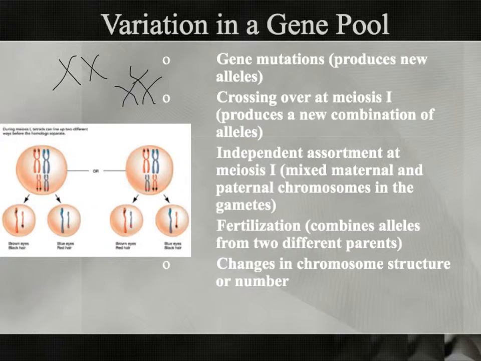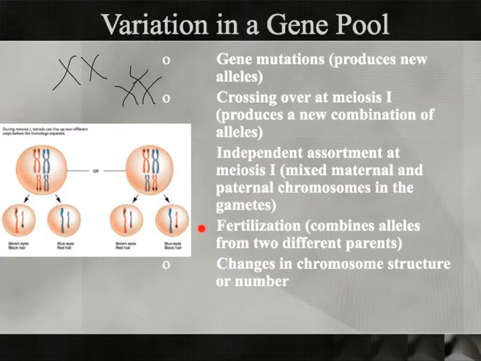Now independent assortment is my next idea here. Independent assortment at meiosis 1, so mixed maternal and paternal chromosomes in the gametes. So meaning when my chromosomes are lining up here, there's no set law that says this chromosome from the maternal side has to be on the left side, and this chromosome from the paternal side has to be on the right side. They are completely random, and they can be any which way. And it could be this one now could be over here, and the site of crossing over could then be on this side. So our changes due to crossing over and independent assortment can greatly increase our genetic variability.